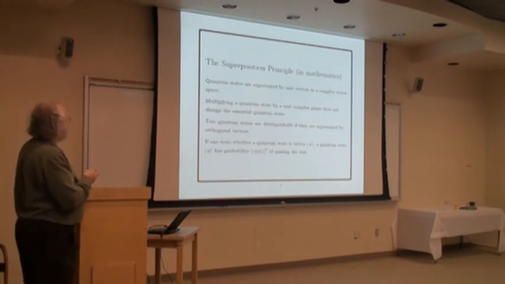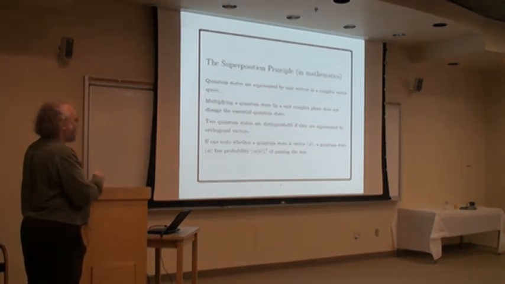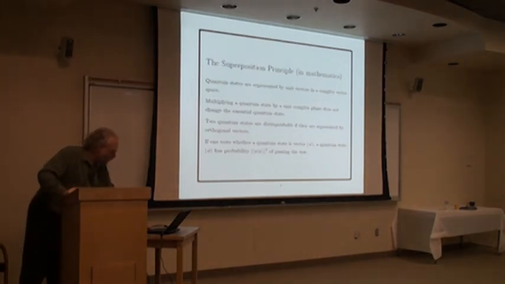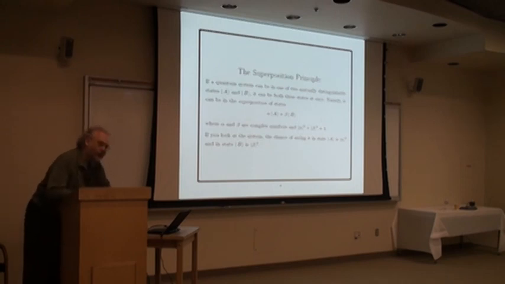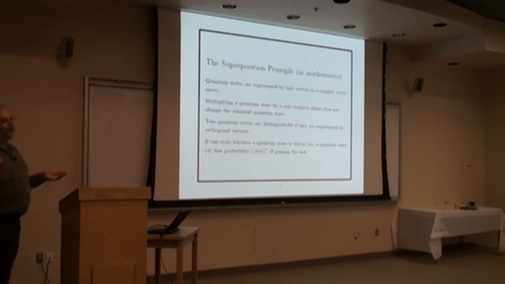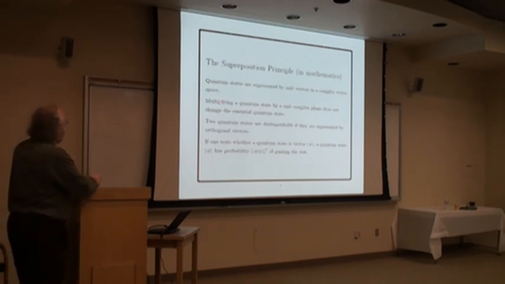In mathematics, quantum states are unit vectors in a complex vector space. So these A and B are just unit vectors in some large vector space. We'll work with finite dimensional vector spaces in this course. Multiplying a quantum state by a phase does not change the essential quantum state. That's one of the axioms of quantum mechanics. Two quantum states are distinguishable if they are represented by orthogonal vectors. And if one tests whether a quantum state is vector psi, a quantum state phi has probability the absolute value of the inner product of phi and psi, squared, of passing the test.